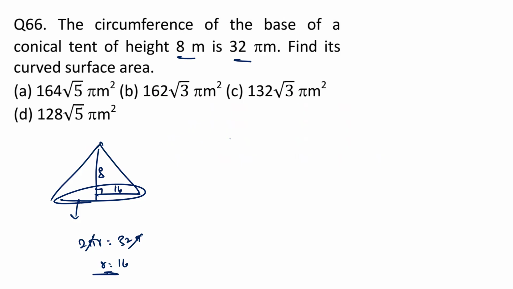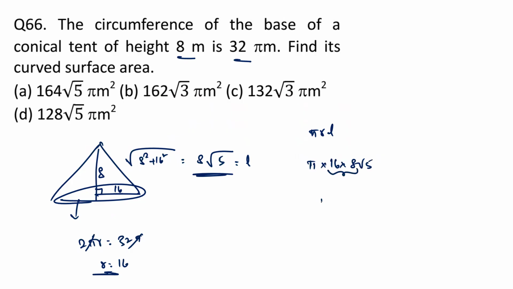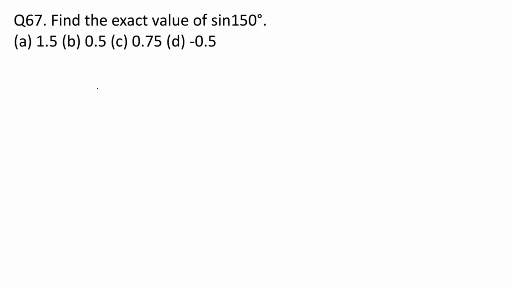Curved surface area is pi r l. So if it is 8 and 16, l is root of 8 square plus 16 square. If I take 8 common from 8 square, I'll get 8 times root of 1 plus 2 square, that is 5. So 8 root 5 I'm going to get. That is the l value. So the answer is pi r l. Pi into r is 16, l is 8 root 5. 16 times 8 is 128 root 5 into pi. So the answer is 128 root 5 pi.